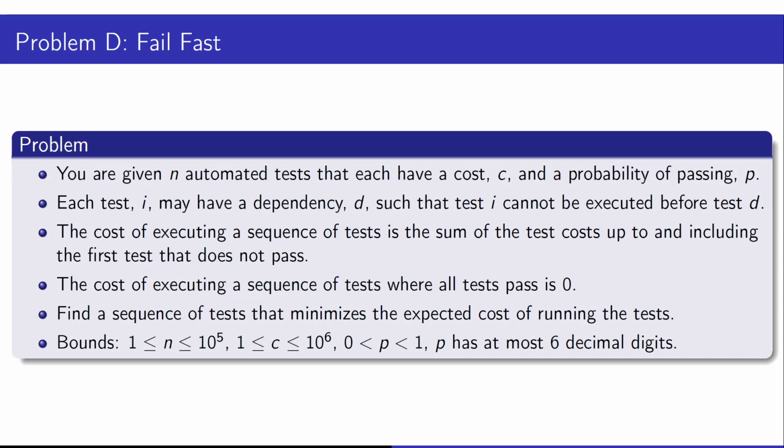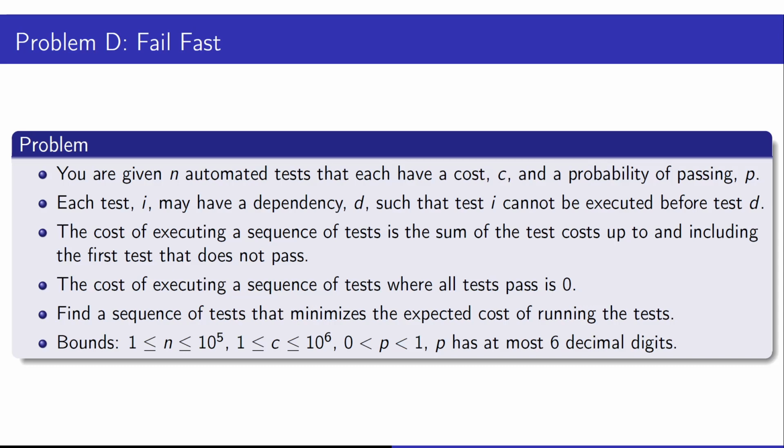Some tests may have a dependency. In this case, a test cannot be executed until its dependency has been executed. The cost of executing some sequence of tests is the sum of the test costs up to and including the first test that does not pass. If all the tests pass, the cost is 0.